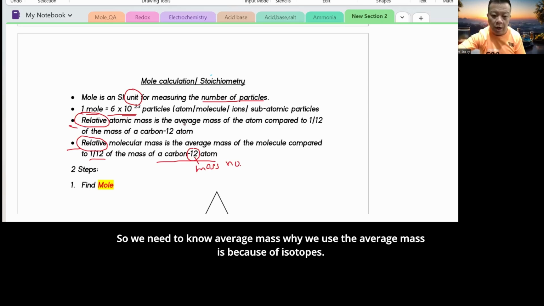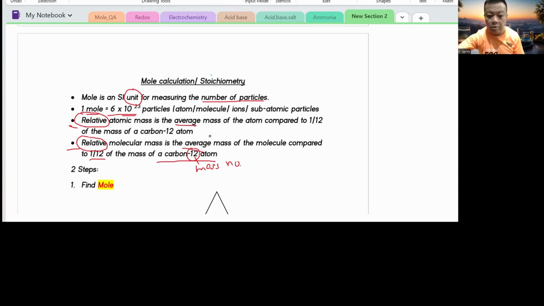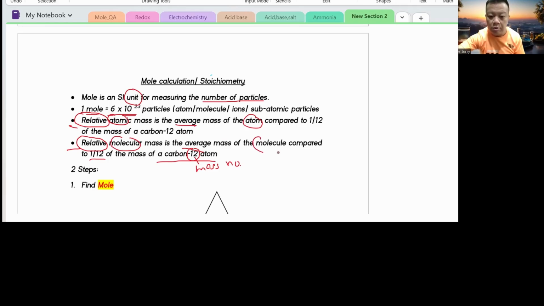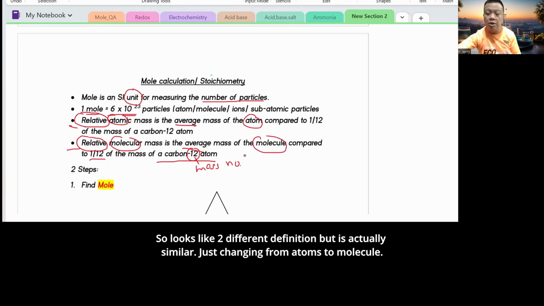All right, so we need to know average mass. Why do we use the average mass? Because of isotopes. So if it's atomic, we just use the word atom, and if it's molecule, then we use the word molecule. So it looks like two different definitions, but actually they're quite similar, just changing atoms to molecule.